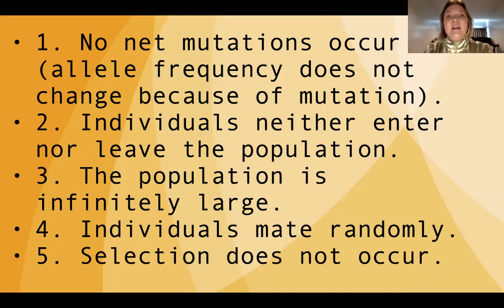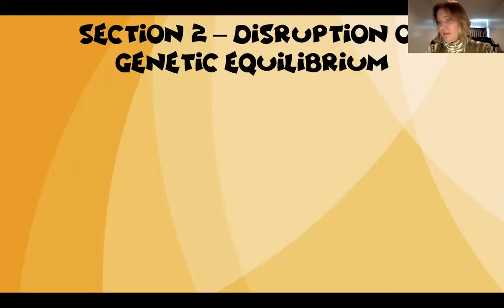So these 5 assumptions must hold true in order to classify a population as achieving genetic equilibrium, which means that the gene pool doesn't change, allele frequencies don't change, and the population remains the same. In the next section, I will talk about the disruption of genetic equilibrium and why those 5 assumptions do not hold true.